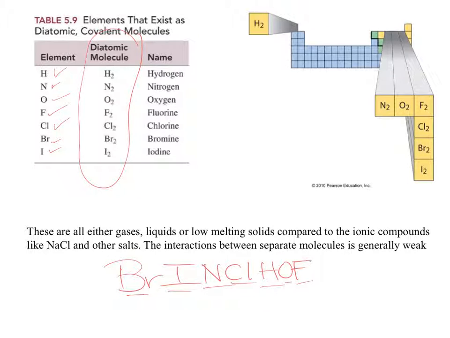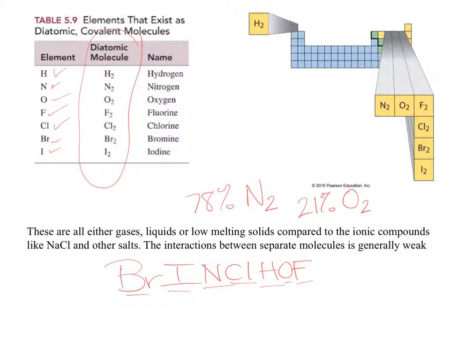So for instance, the air that we're breathing right now is made up about 78% by nitrogen, which is N2, and about 21% oxygen, which we would represent as O2.